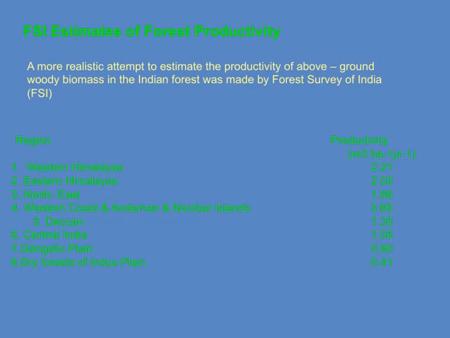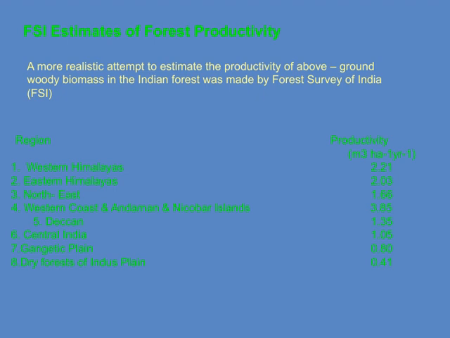Let's take a closer look at the Forest Survey of India's estimates of forest productivity. These figures give us a more realistic picture of the above-ground woody biomass production across different regions. As you can see, the productivity is measured in cubic meters per hectare per year, which helps us understand how much biomass these forests are generating annually. For instance, the Western Himalayas have a productivity of about 2.21 cubic meters per hectare per year, indicating a fairly healthy growth rate. The Eastern Himalayas are close behind, with a slightly lower value of 2.03.